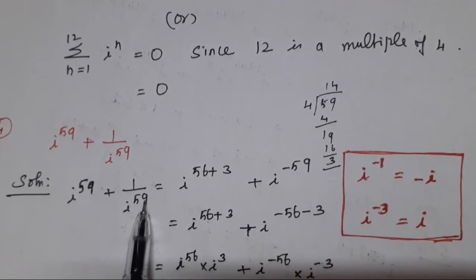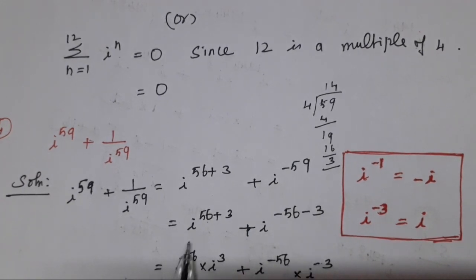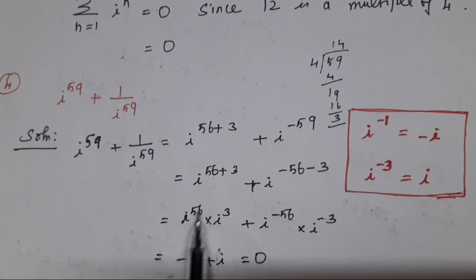This i power 59 goes to the numerator, becomes what? i power minus 59. So this step, i power 56 plus 3 plus i power minus 59, is rewritten as what? Minus 56 minus 3. The summation of the 4 terms becomes 0, summation of multiples is 0.